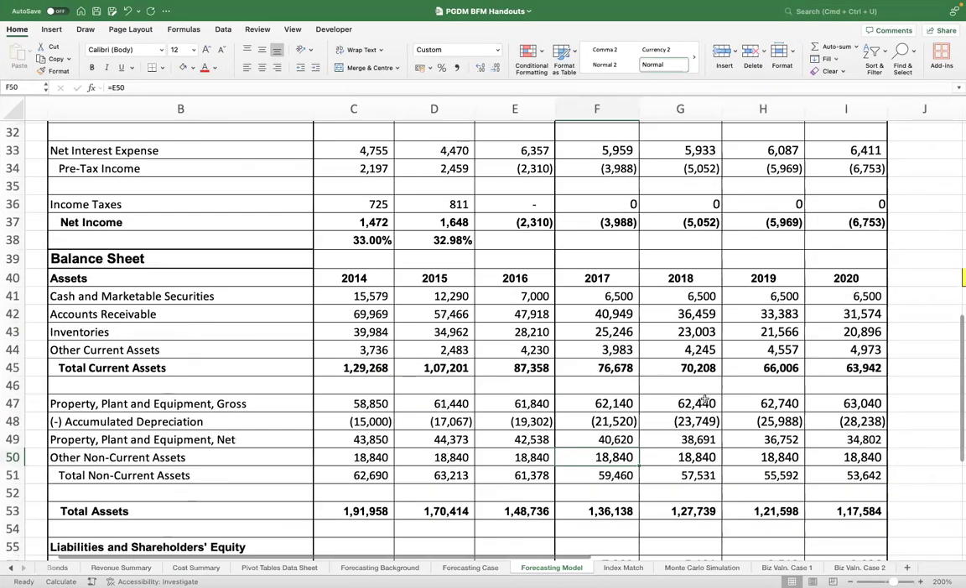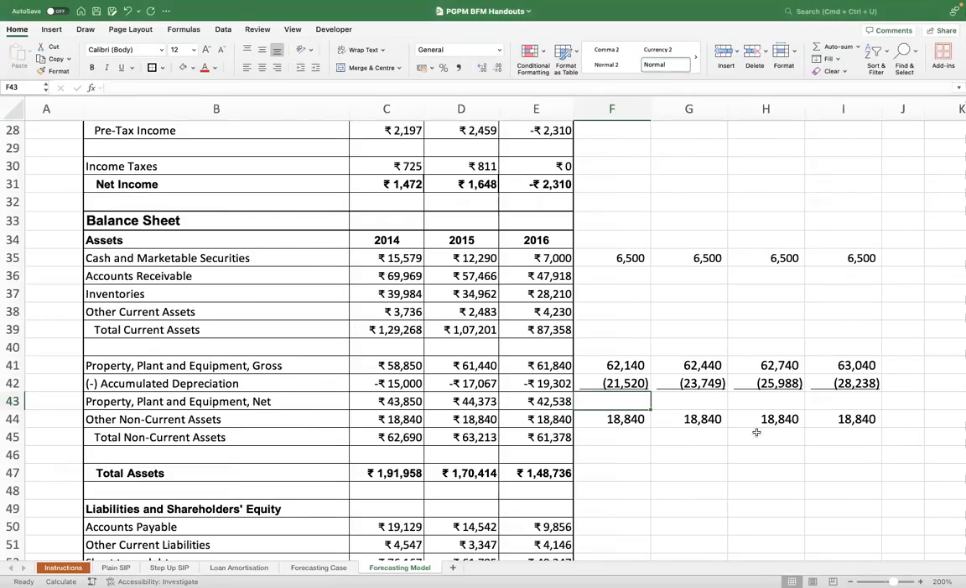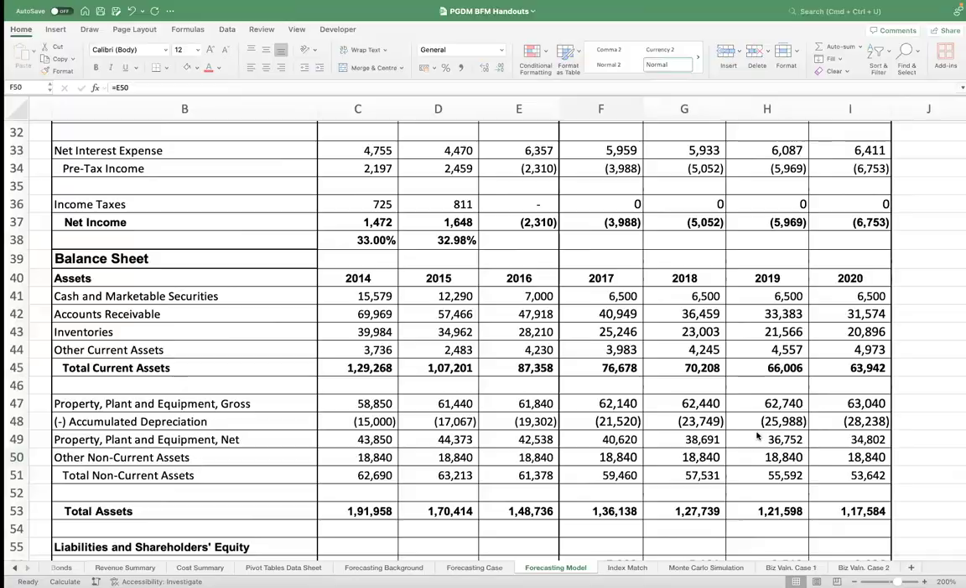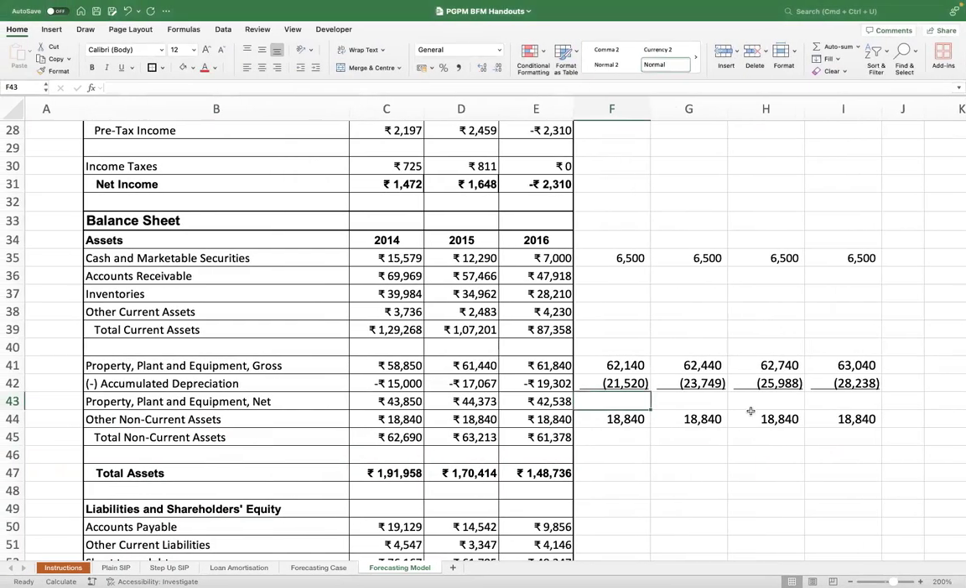Please check. 21520, 237. What didn't you get? 7492598 and 28238. What happened, Aishwarya? See, what is the accumulated depreciation? Forget the sign, okay? Just forget the sign. What is the accumulated depreciation as of 2016? 1930.